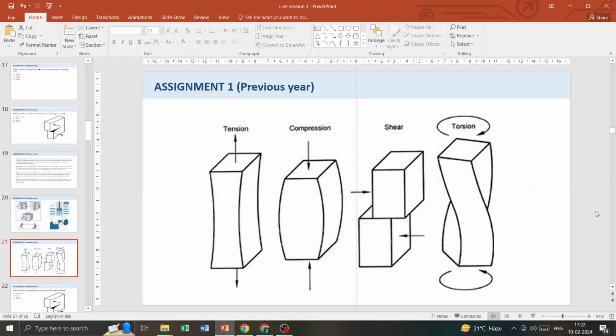So, for example, imagine a cuboid. When we put tension on it, it gets elongated. When we put compression on it, it gets compacted. When we put shear force on it, it shifts from its angle. And when torsional force is put, it gets twisted.